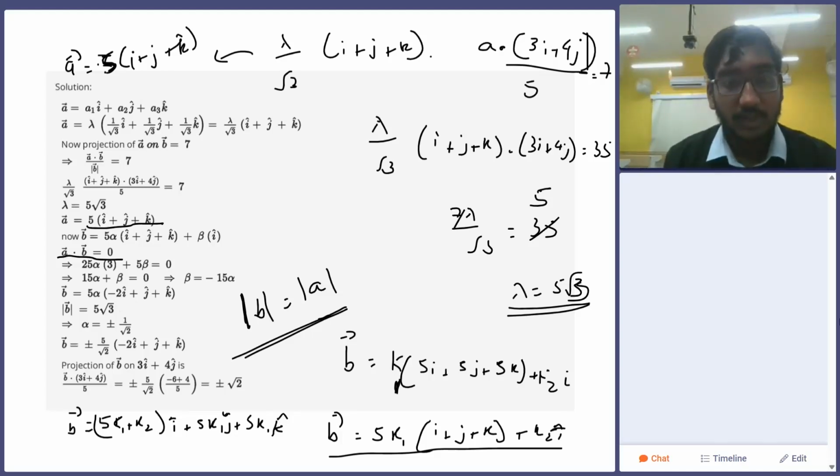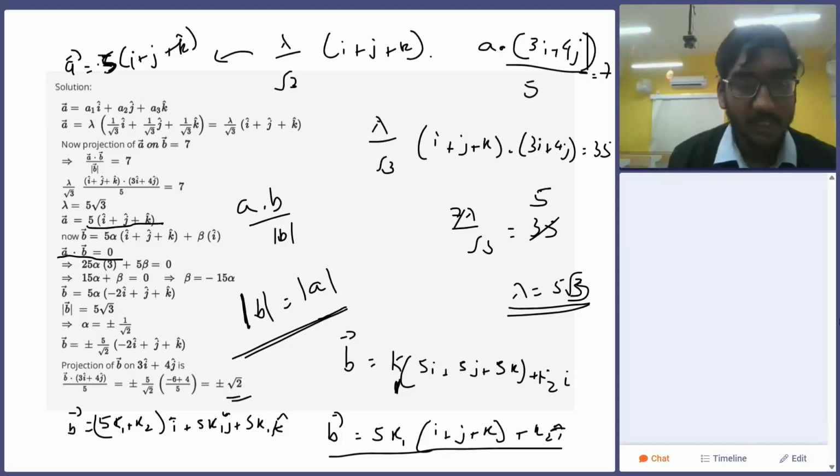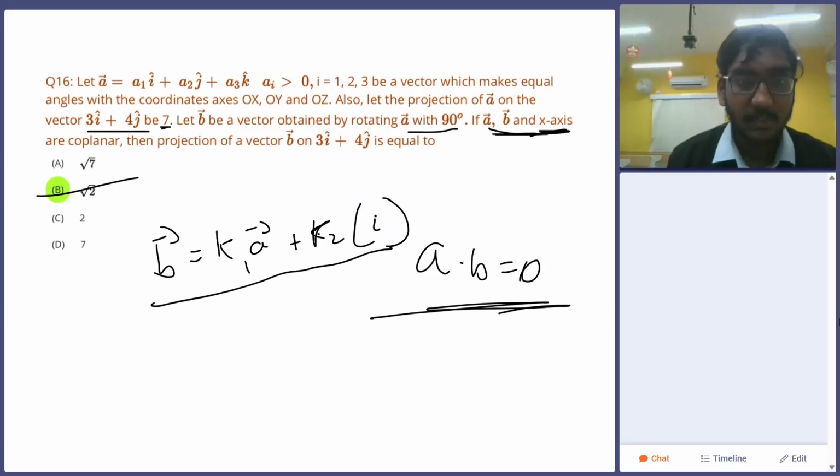Okay, so what is B vector? It is plus or minus, because the alpha value happens to be plus or minus 1 upon root 2, we'll just use it the same as it is. So B vector will be plus or minus 5 upon root 2 into minus 2i plus j plus k. Okay, projection of A on this vector will be what? Again, projection of any vector on another vector: A on B is A dot B by modulus B. So similarly, you have to calculate this dot product and divide it by the modulus value of the second vector. Right. So the answer will be plus or minus root 2. Okay, let's check it. Yes, right. I have given root 2 in the option, so just mark that.